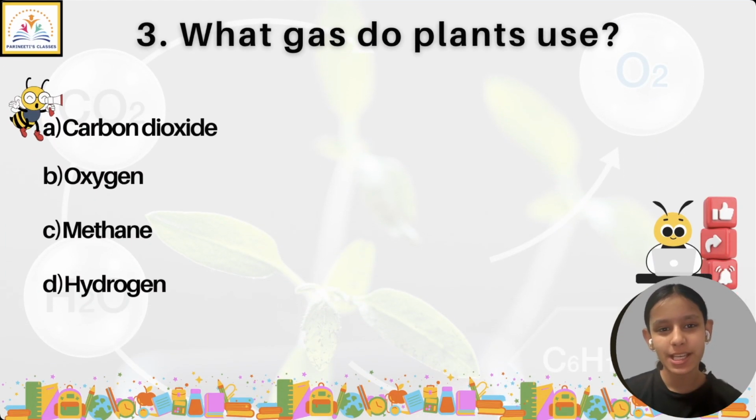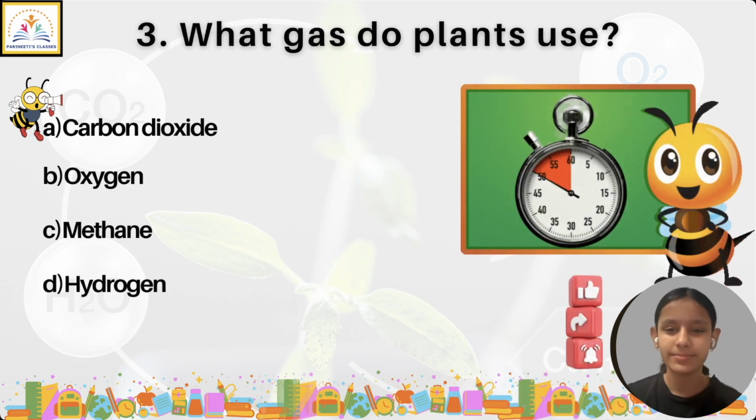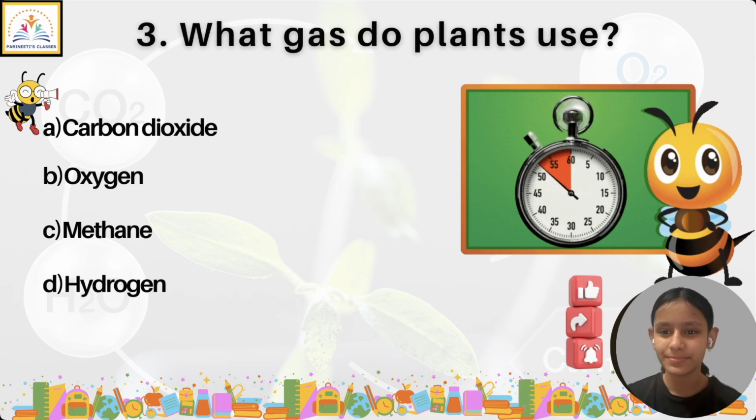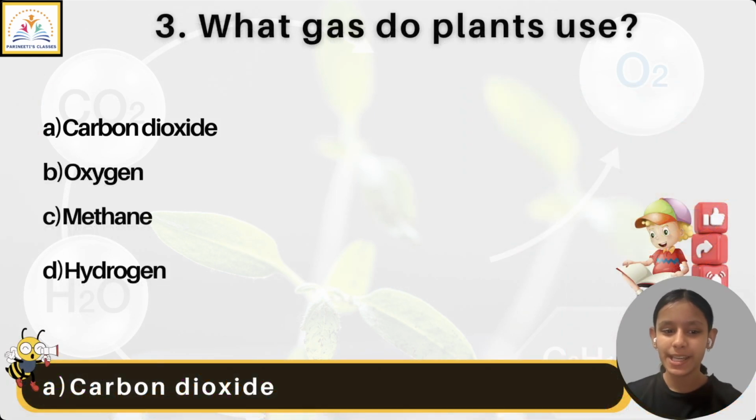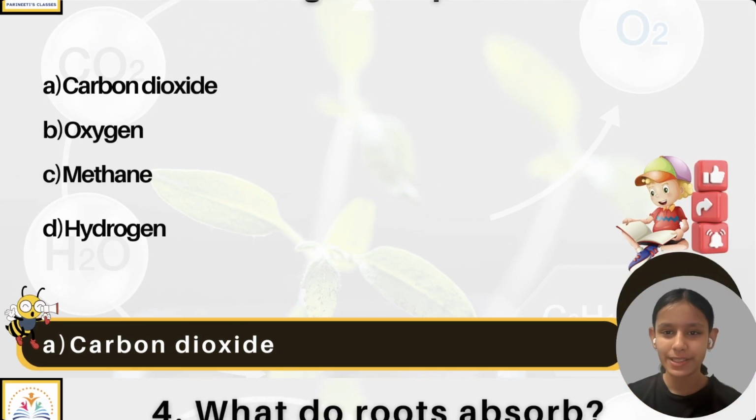The third question is, what gas do plants use? Option A, carbon dioxide. Option B, oxygen. Option C, methane. And option D, hydrogen. The correct answer is option A, carbon dioxide.